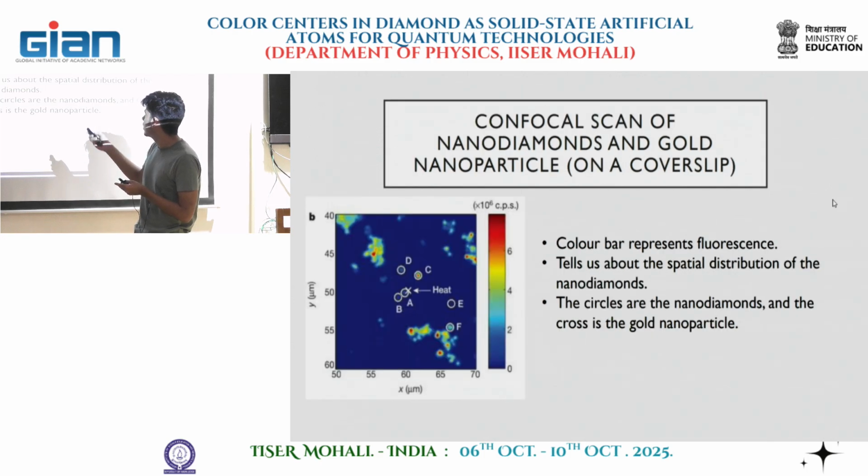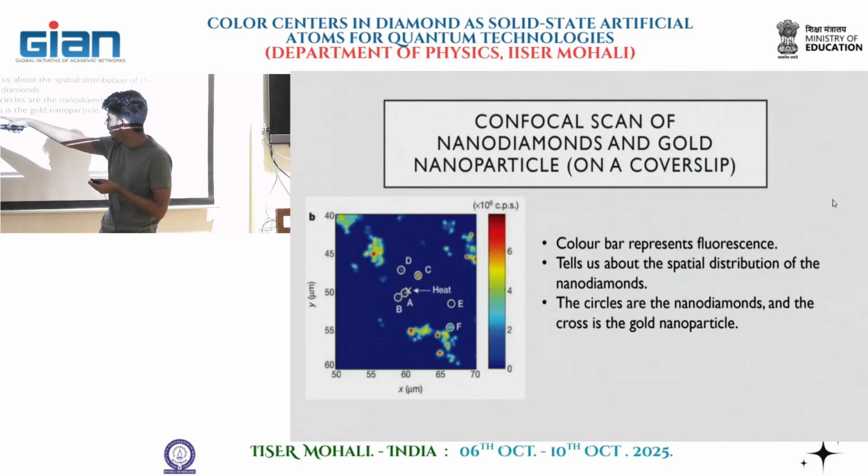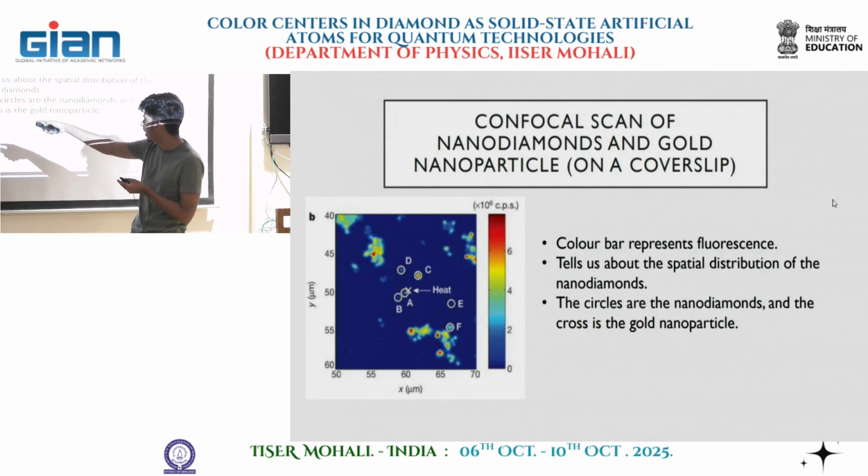Yeah, so this is a confocal scan of our system. This system is basically a cover slip, and the cross represents where our gold nanoparticle is, and the circle represents where our nano diamond is. The color bar represents the fluorescence in counts per second, and we can see that the circle is red because it is emitting fluorescence.